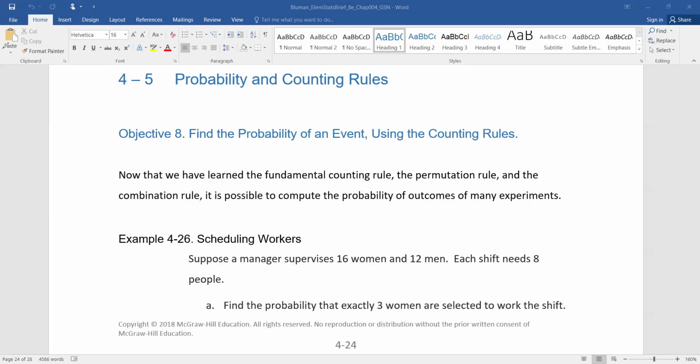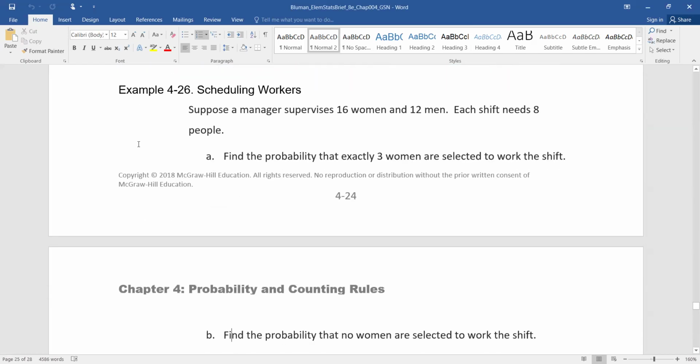So let's look at example 26, scheduling workers. Suppose a manager supervises 16 women and 12 men. Each shift needs 8 people.